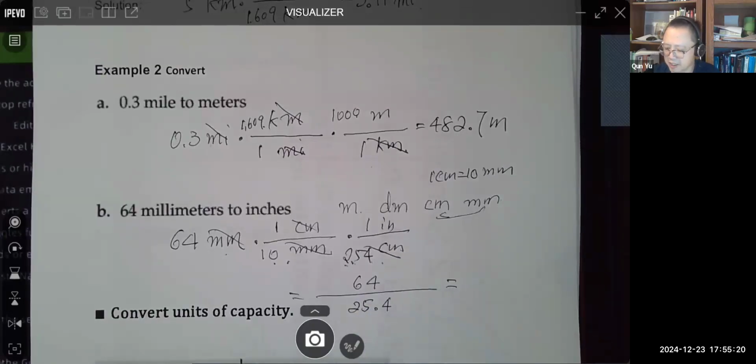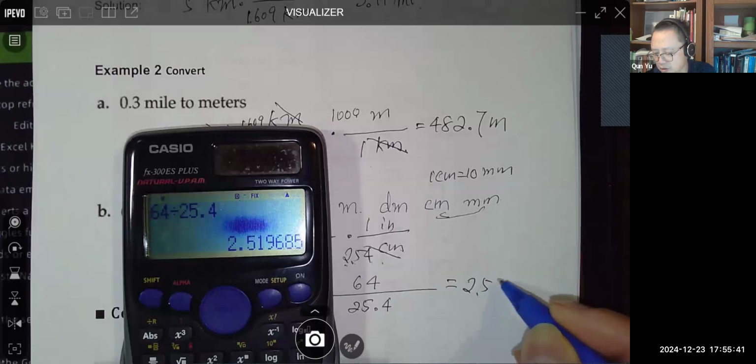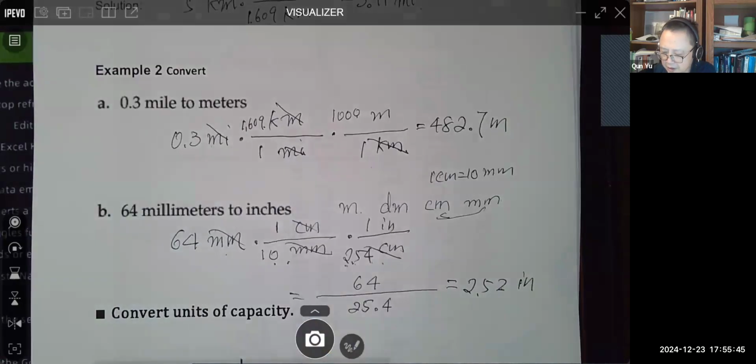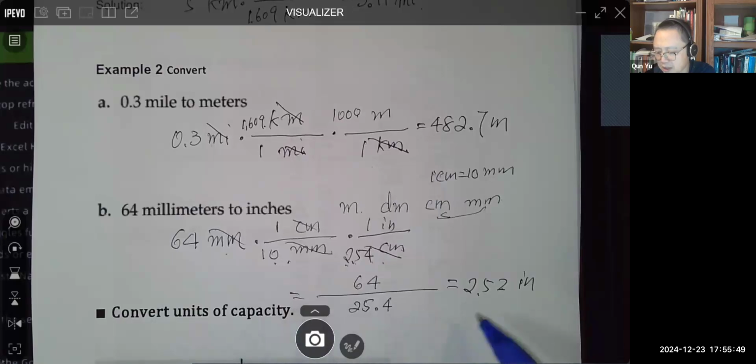Now let's do the division. 64 divided by 25.4. 64 divided by 25.4. Let's take 2 decimal digits, 2.52 inches. You see, millimeter is really, really small. 64 millimeters, only about 2.5 inches.